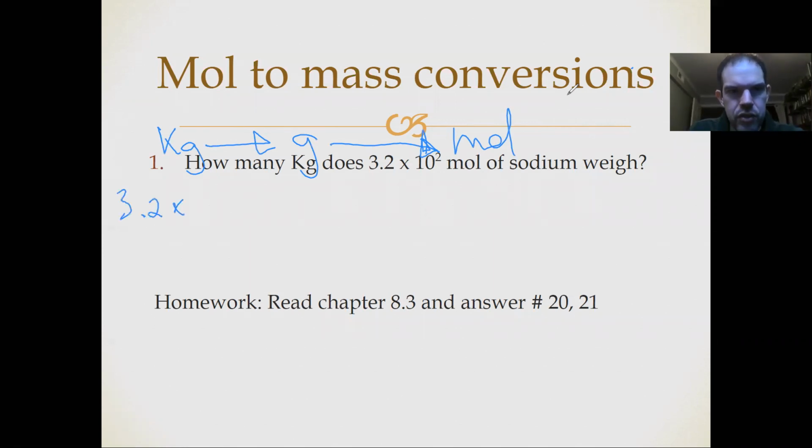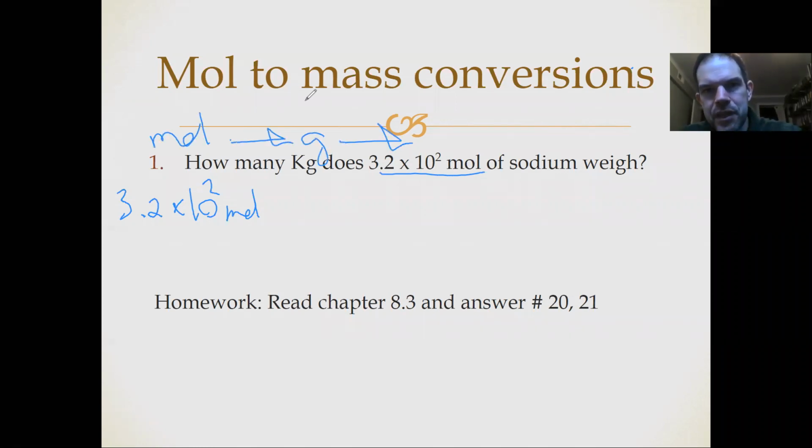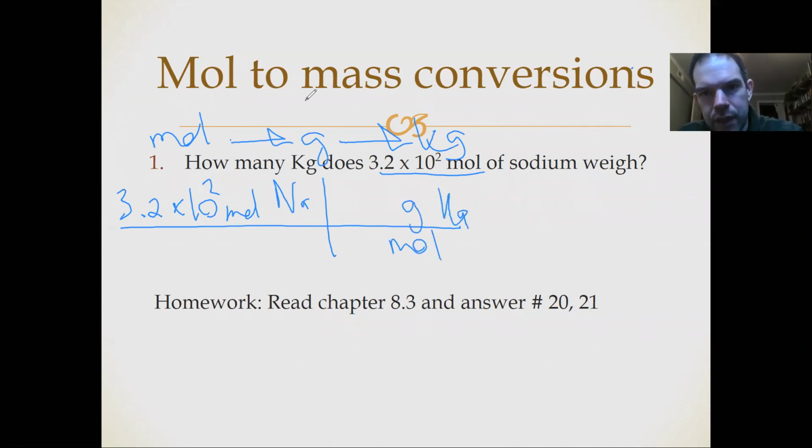3.2 times 10 to the 2 moles. Oh, I'm sorry. I have it backwards. Let me erase it here. My plan is backwards. So let's do it right. Okay, here we go. So I start with moles. So I'm going to go from moles to grams, and then I can go from grams to kilograms. That's how that's going to work. Okay, so this is sodium. So it's going to be Na. So we'll get rid of moles, and we'll go to grams of Na.